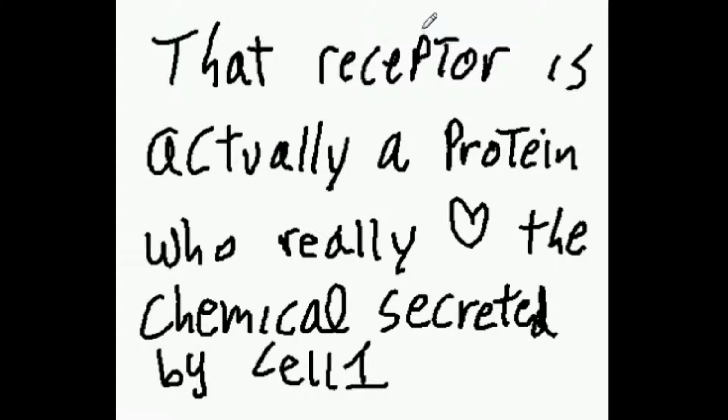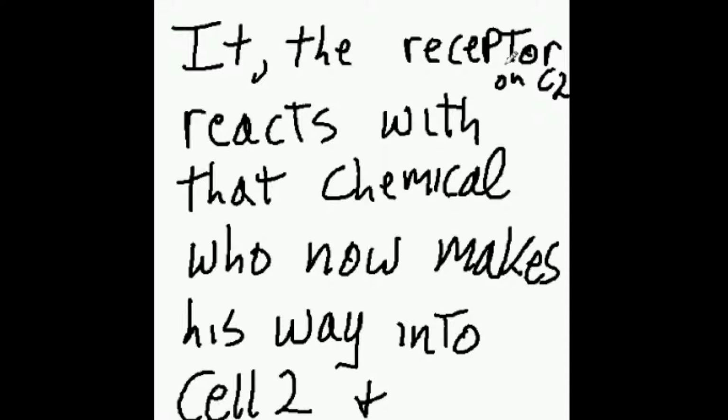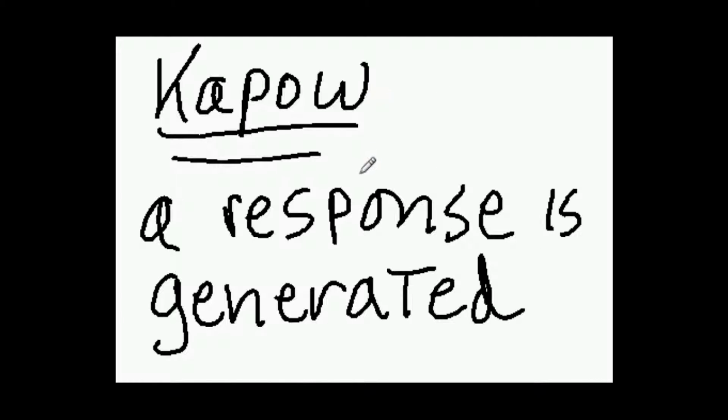That receptor on cell 2 is actually a protein who really loves the chemical that was secreted by cell 1. Well, the receptor on cell 2 now reacts with that chemical, which makes its way into cell 2. And kapow, a response is generated.